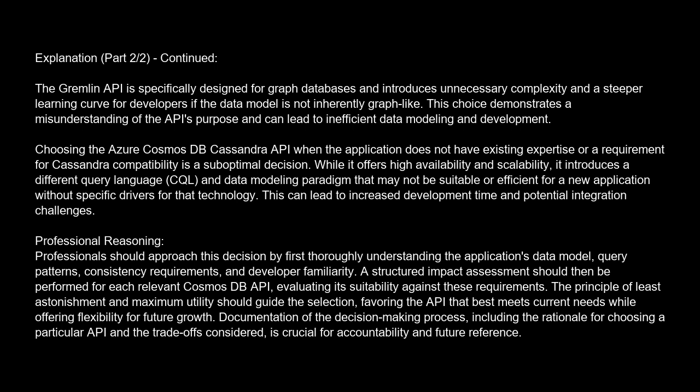Professional reasoning. Professionals should approach this decision by first thoroughly understanding the application's data model, query patterns, consistency requirements, and developer familiarity. A structured impact assessment should then be performed for each relevant Cosmos DB API, evaluating its suitability against these requirements. The principle of least astonishment and maximum utility should guide the selection, favoring the API that best meets current needs while offering flexibility for future growth. Documentation of the decision-making process, including the rationale for choosing a particular API and the trade-offs considered, is crucial for accountability and future reference.